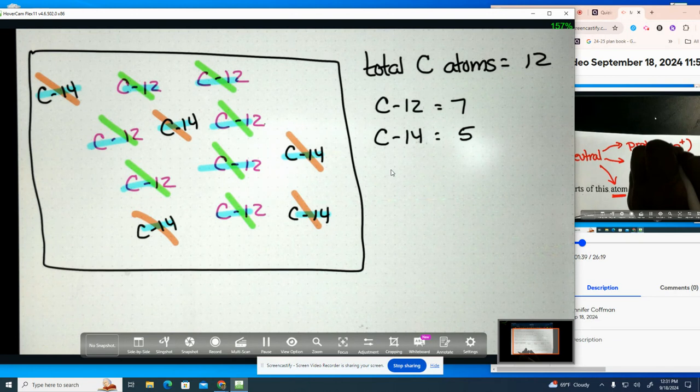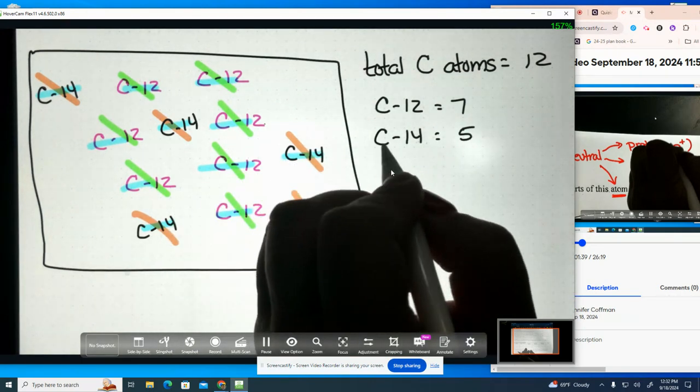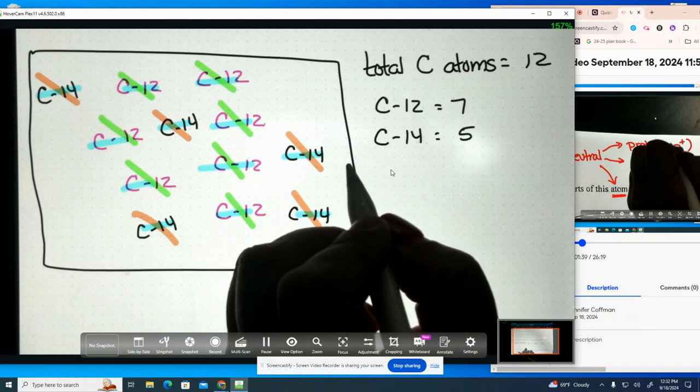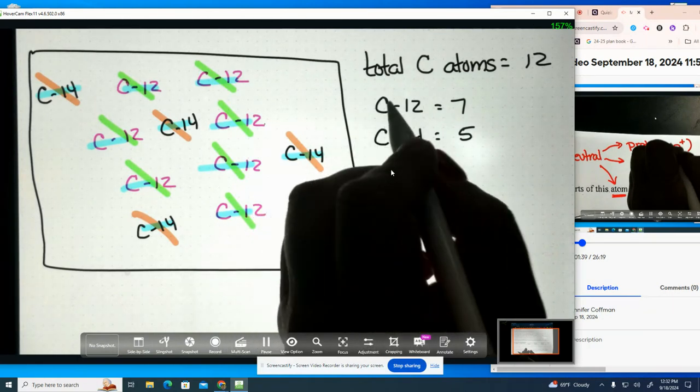How can I find the percent of carbon 12s that I have? I can't hear you because these guys are having their own conversation. Shh, you need to be quiet. So we're going to take what number? 7 divided by 12. Good.